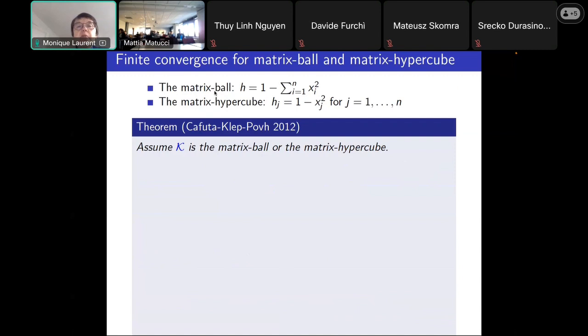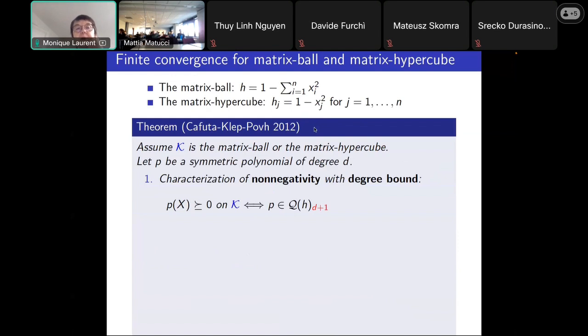So this is true, for instance, for the matrix ball, if you have just one constraint, which is of the form 1 minus the sum of xi squared, or if you would look at the matrix hypercube, where you would say that you have n constraints of the form 1 minus xj squared. So this would mean here that you are asking that your matrix solutions are contraction matrices, all eigenvalues between -1 and 1. So in each of these two cases, the SOS hierarchy I just defined actually has finite convergence. And let's see. So this is a result of Klep, Povh, and others.